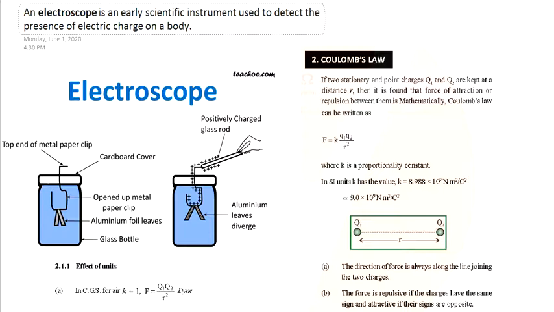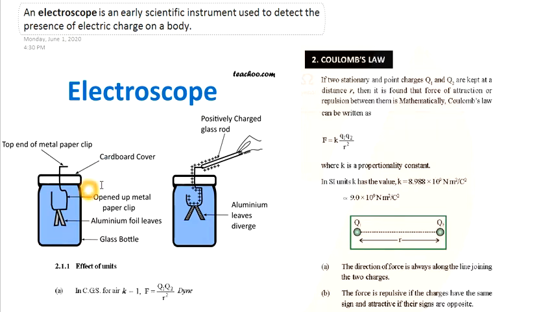Now coming to the topic. So what is an electroscope? Now look at the definition. An electroscope is an early scientific instrument used to detect the presence of electric charge on a body. It is used to detect whether there is an electric charge present on a body or not.